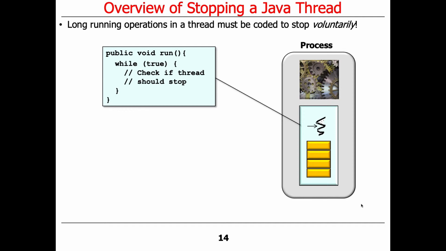So how do we solve this conundrum? How do we solve this issue? Well, operations that run for a long time in a thread have to be explicitly coded to stop themselves voluntarily. If you're doing a long-running computation in a thread, then you have to periodically check to see if you've been told to stop. So you have to do this cooperatively and voluntarily.